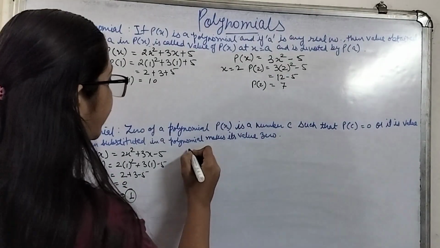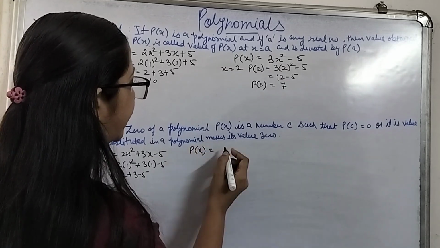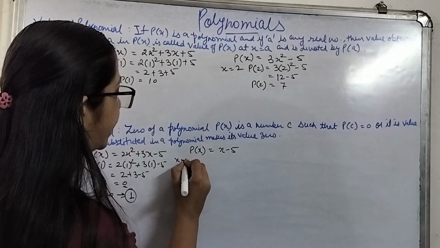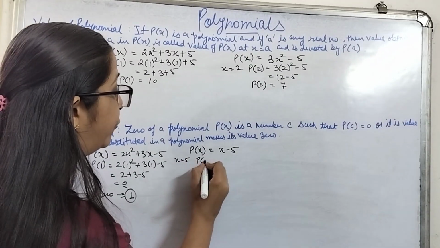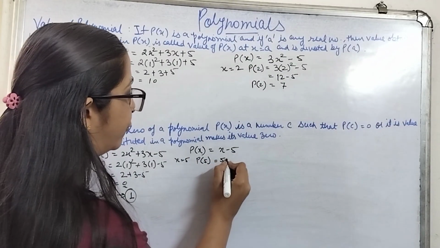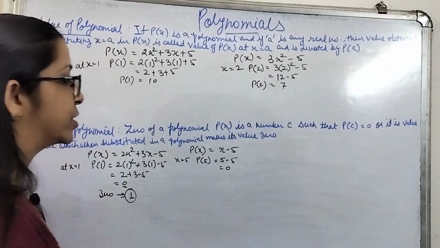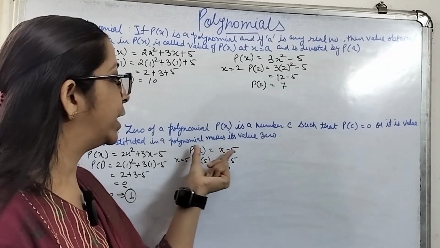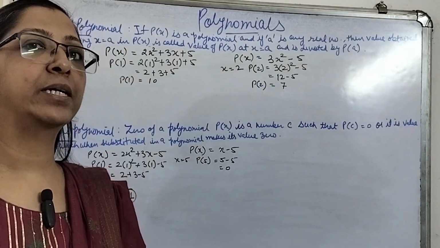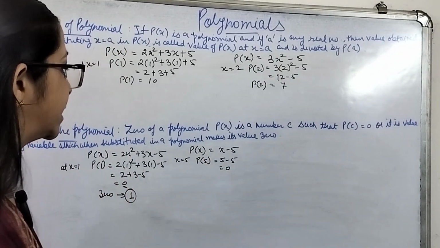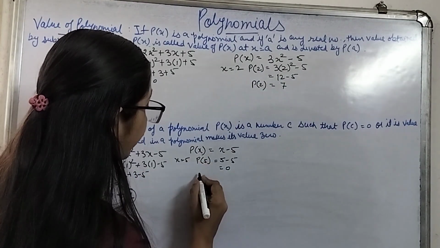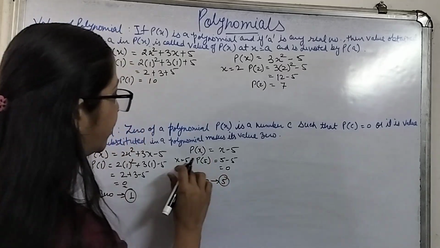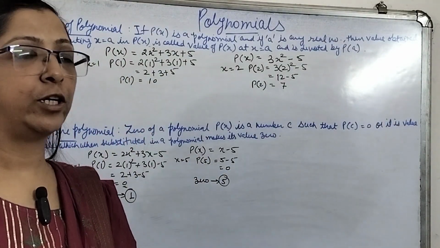Similarly, one more example we can see. Say p(x) is equivalent to x − 5. Now, if I replace this x by 5, what will the value of p(5) be? 5 − 5, that is equivalent to 0. That means if I am replacing this x by 5, the value of this polynomial is becoming equivalent to 0. That simply means x is equivalent to 5, or we can say the zero of this polynomial is 5. 5 is the zero of the given polynomial.